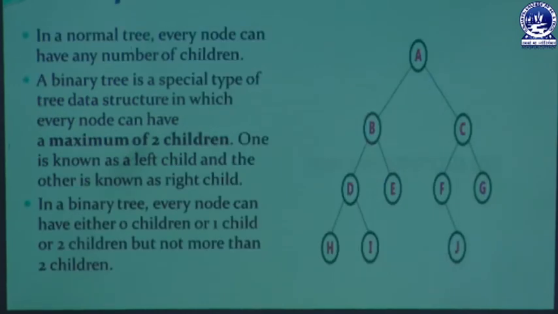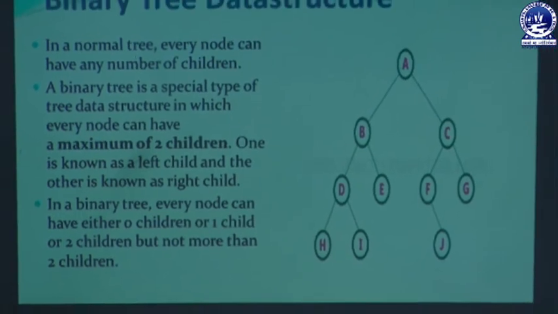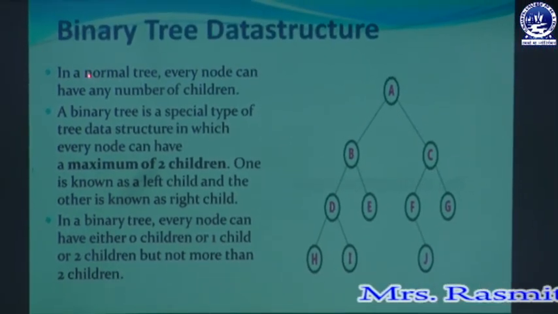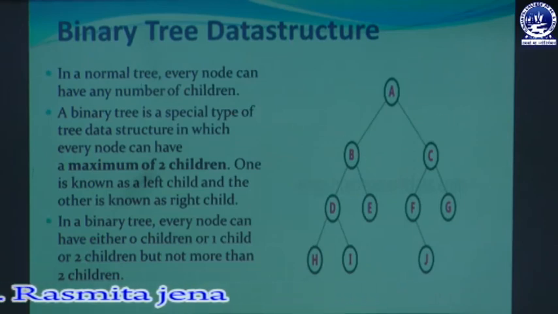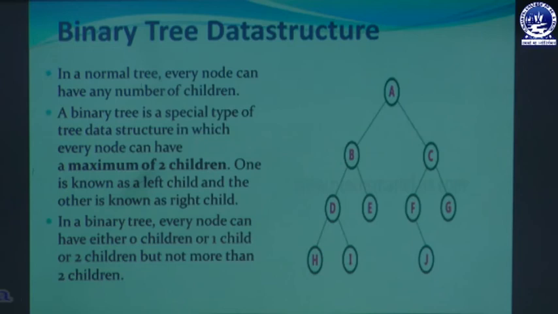Next we will learn about the binary tree data structure. A normal tree is one where every node can have any number of children. A binary tree is a special type of tree data structure in which every node can have a maximum of 2 children, one known as the left child and the other known as the right child. So this is a simple tree-like structure, but a binary tree is a special type in which every node can have a maximum of 2 children.